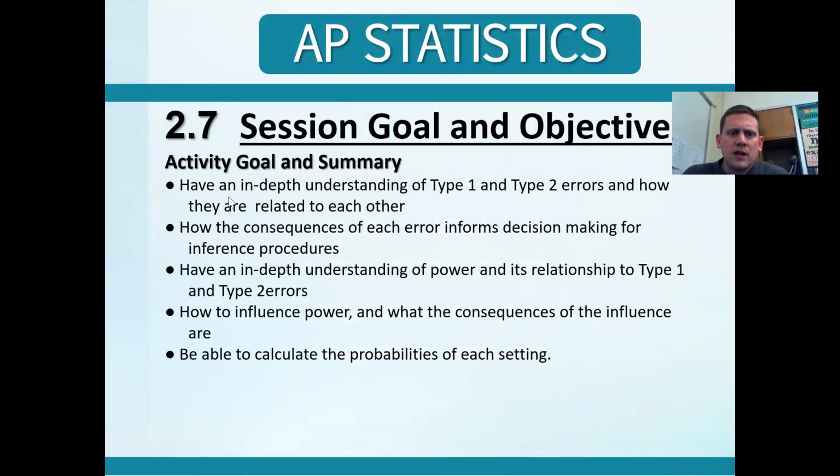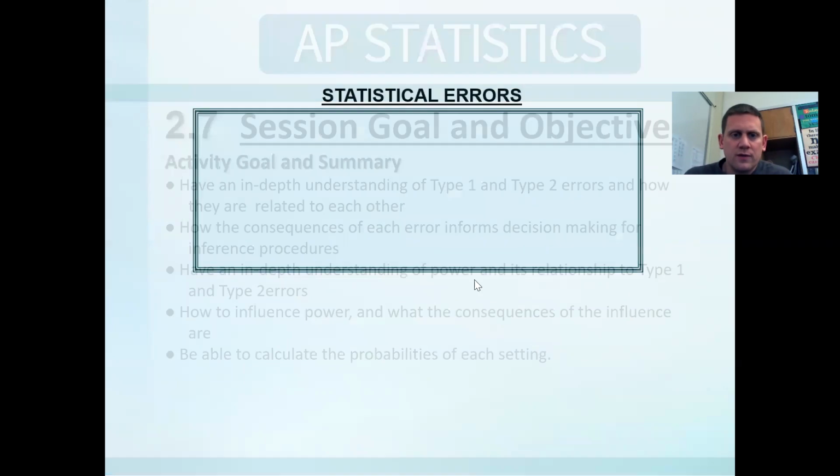Here's what we're trying to accomplish. Have an understanding of type 1 and type 2 errors and how they relate to each other. What are the consequences of those decisions that we make from inference procedures? Have an understanding of power and its relationship to type 1 and type 2 error, how they interact with each other, and how to influence power. And what are the consequences of the influence? Be able to calculate the probabilities of each setting. Some probability calculations are much easier than others, so we're going to focus on both of them.